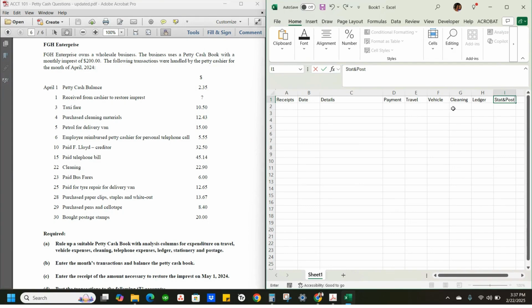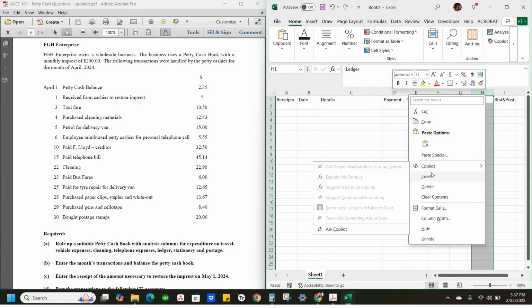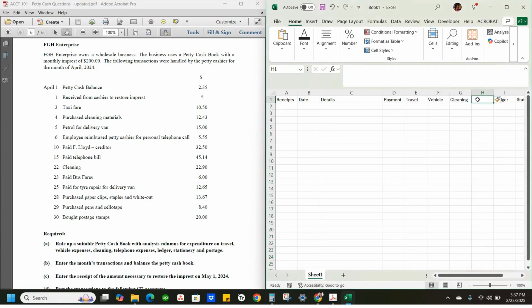Good. So I believe we have everything there. 1, 2, 3, 4, 5. No, I'm missing one. Let me see again. Travel, vehicle, cleaning. Oh, telephone. That's what we're missing. Telephone, ledger and stationery. Good. So we have it ruled up.